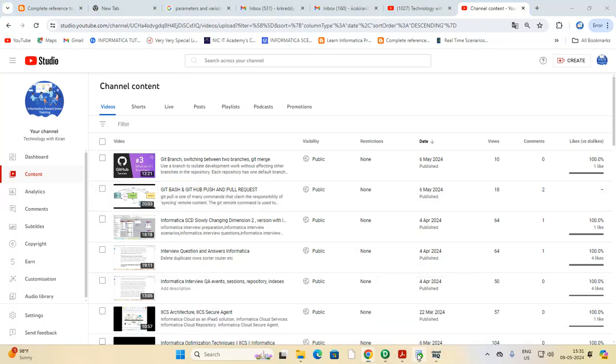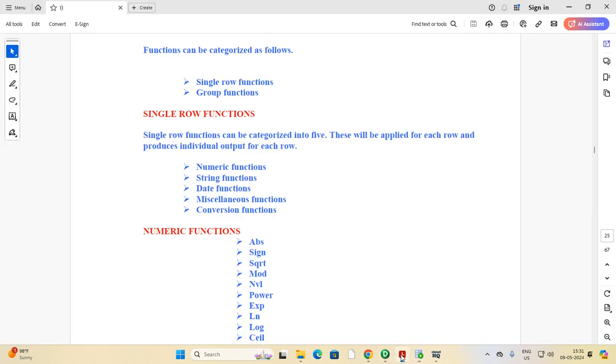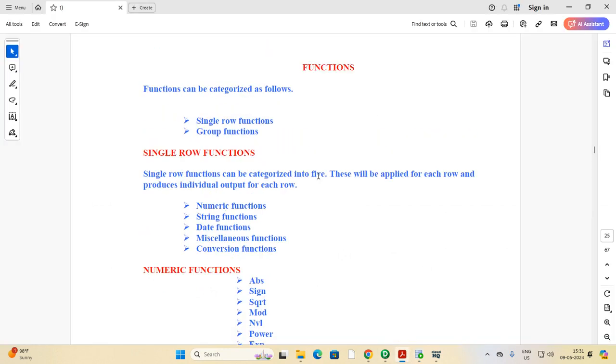Hi friends, today we are discussing the topic called SQL functions. Here the functions can be categorized as single row functions as well as group functions. When we go for the single row functions, they can be categorized into five types. This will be applied for each row and produces individual output for each row.